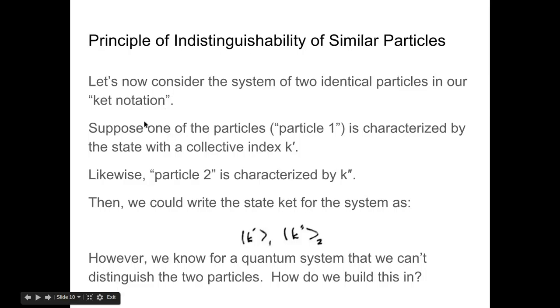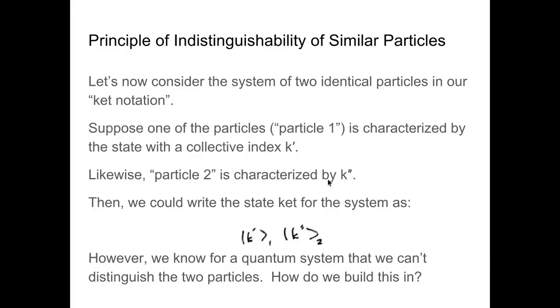Suppose one of these particles, and I'm just going to call it particle 1 for now, is characterized by some collective index k prime. So k prime is like all the quantum numbers that we can specify in one index. And likewise, we can say that particle 2 is characterized by k double prime.